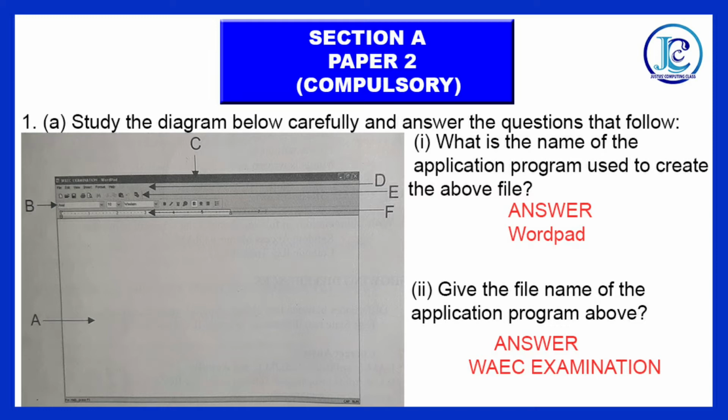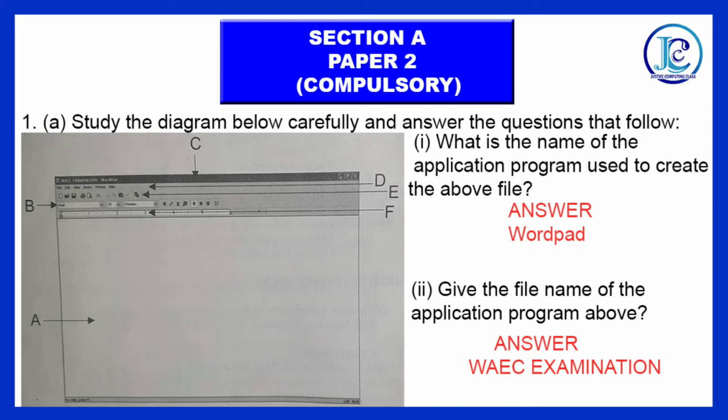What is the name of the application program used to create the above file? I just want to draw your attention that anytime you see this type of diagram, look at the top. You can see they've written WAEC examination, Word Part. It doesn't mean you should write WAEC examination, but you should write what they are asking for, the application program used. So the application program is Word Part.